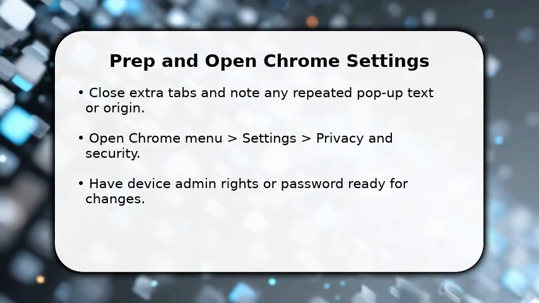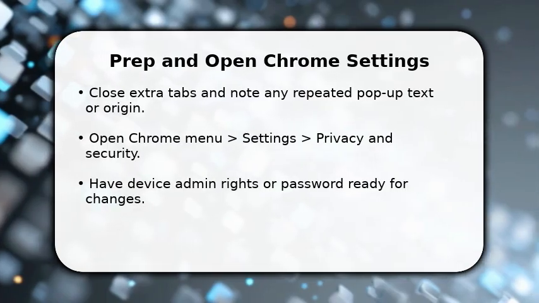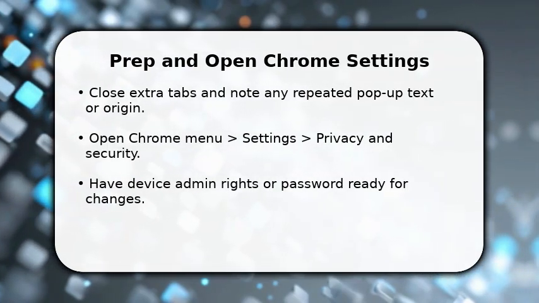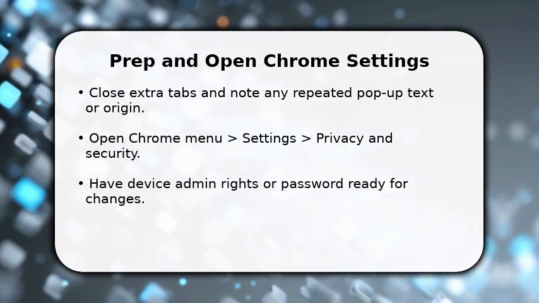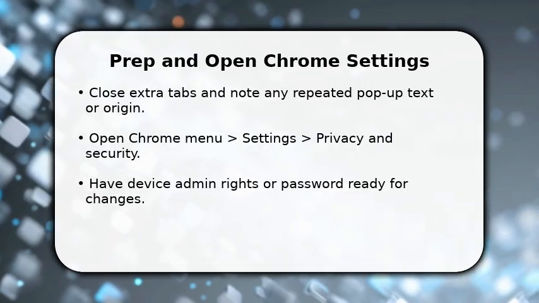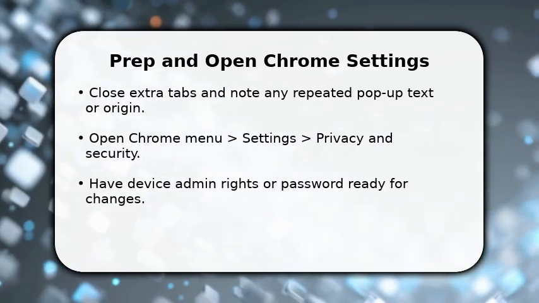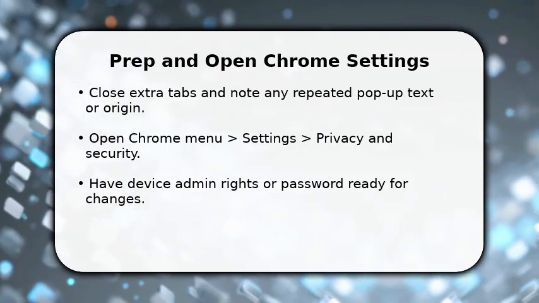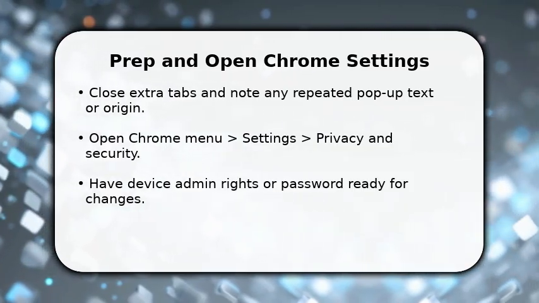You start by clearing distractions and gathering access. Close extra tabs and identify the pop-up message text so you can trace its source. Next, open Chrome and go straight to Settings, then Privacy and Security. This is where controls live. Make sure you have administrator access or your device password handy because some changes require confirmation.